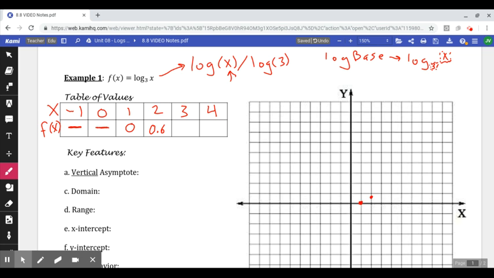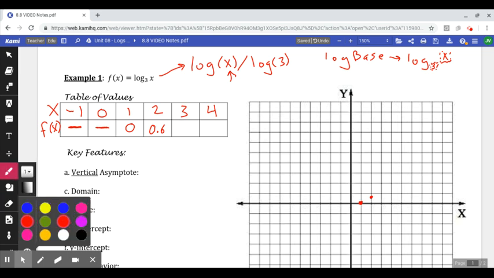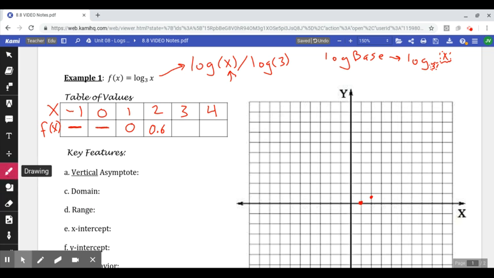And we can keep going with this. When we type in, oops, that's kind of a slanted one there. We'll have to use the erase feature here. Stand by. There we go. Okay, and so when we type in 3, we actually get 1 as our output. Log of 3 divided by log of 3 is, well, 1. If we type log of 4 divided by log of 3, we get 1.3. So we can graph those points.